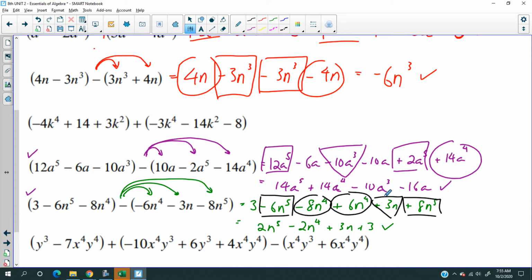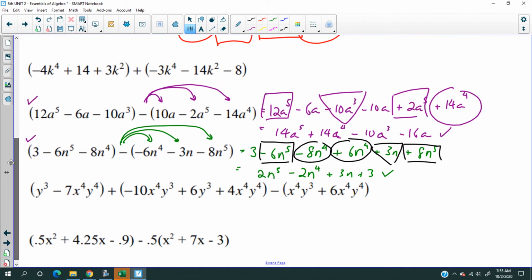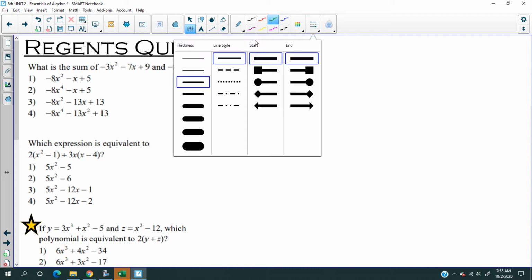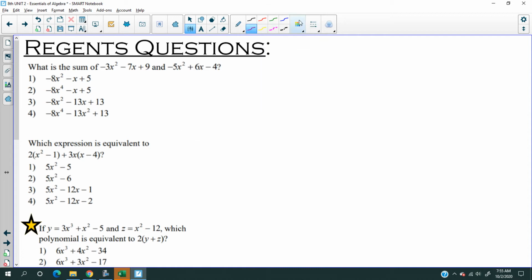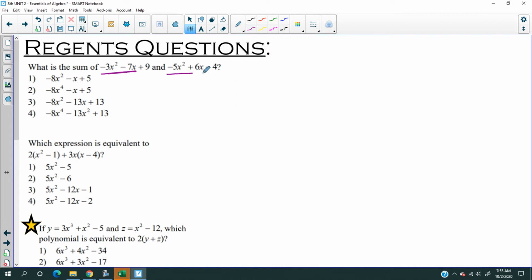Now let me show you some Regents level questions. How are we doing on time? We're all right. This one, I'll set it up for you and you can try it on your own. I'm not going to require you to do this one, but look at the wording: what's the sum of? So I'm just going to rewrite it like such.